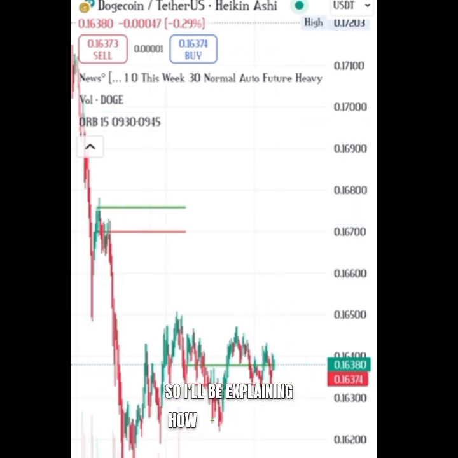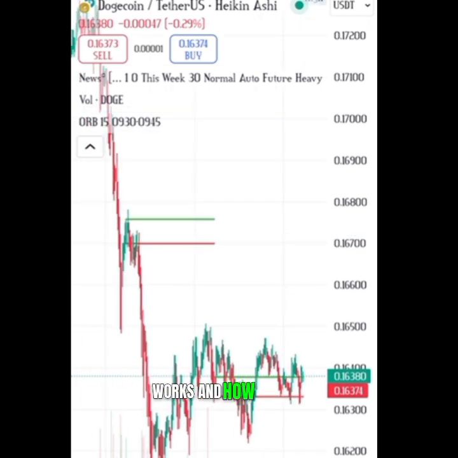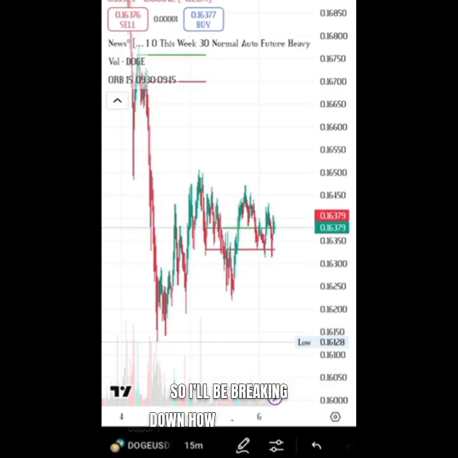I'll be explaining how this indicator works and how you can be very profitable. If you are taking 100 trades, I bet about 90% will be successful after you implement this indicator. I'll be breaking down how this indicator works and how you can make money from it. If you apply it exactly as I'm about to explain, then I assure you you'll be profitable.